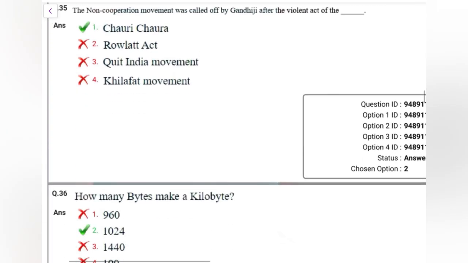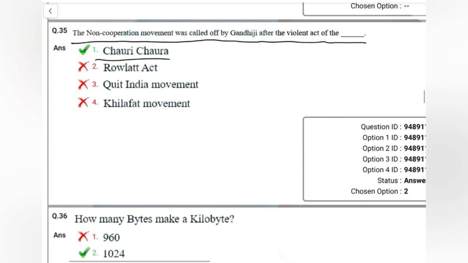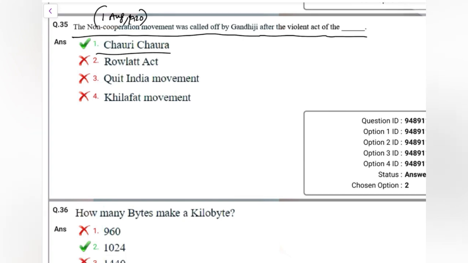The non-cooperation movement was called off by Gandhiji after the violent act of Chauri Chaura. On 1st August 1920, Gandhiji started the non-cooperation movement. And it was called off on 12th February 1922.